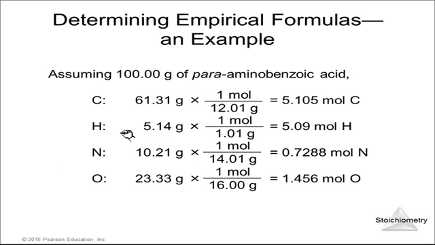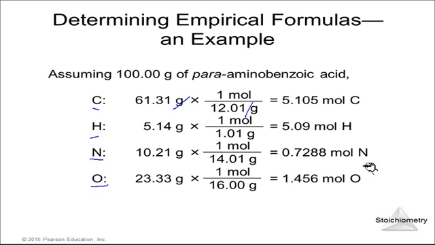All right, so right here what they're doing is they assume they've already done the conversion from percentage into grams, so they assumed that they had 100 grams, so they just literally took those percentages and rewrote them as grams. They then took, for each element, they multiplied it by its formula weight, so I have 61.31 grams of carbon. I know that in 1 mole of carbon, I have 12.01 grams. Grams cancels out, and this allows me to calculate all the moles of carbon.